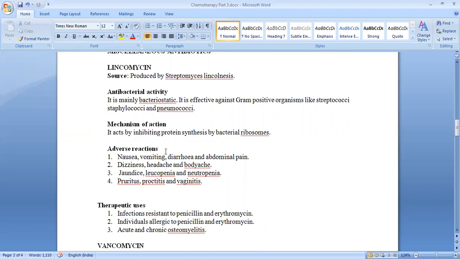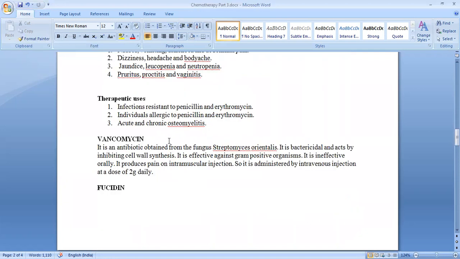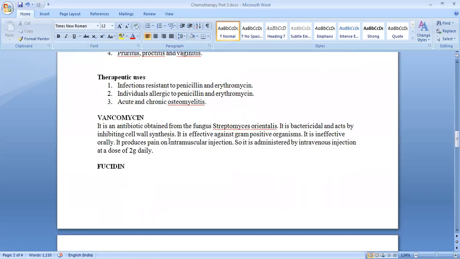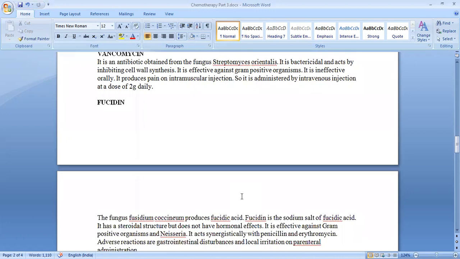It does have some side effects: nausea, vomiting, diarrhea, dizziness, headache. In some people, it can cause jaundice, or they can have pruritus or vaginitis. All these conditions may be there. Vancomycin is another antibiotic. It is obtained from the fungus called Streptomyces orientalis. Now, this is bactericidal, and it will inhibit the synthesis of the cell wall. It is ineffective orally, so it has to be given by intravenous injection. If you try to give it intramuscularly, it will cause pain, so it has to be given by IV injection. Then fusidin is also another antibiotic.